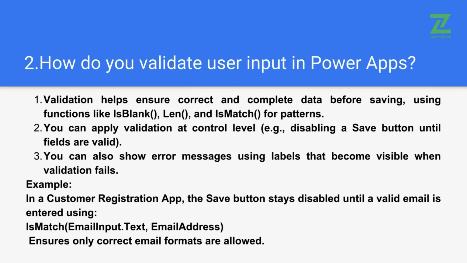Example: in a customer registration app, the save button stays disabled until a valid email is entered. Using IsMatch with the email input text and the email pattern ensures only correct email formats are allowed.